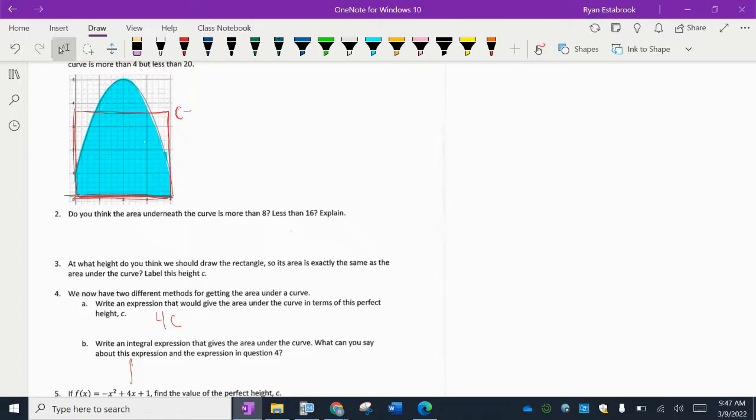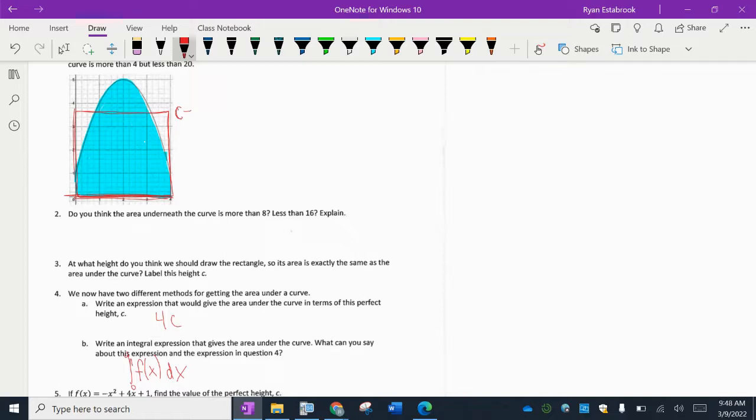So what would this look like? How about the integral of f of x? Is this enough information yet? No. What does it still need with it? The bounds from 0 to 4. What else does it still need? dx, integrating with respect to x. So this would be the exact area under that curve.